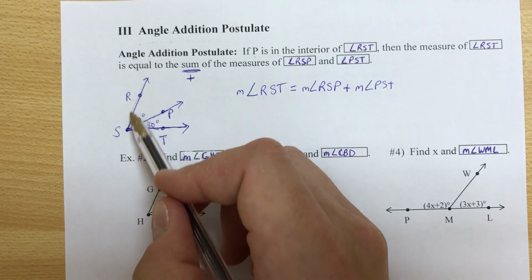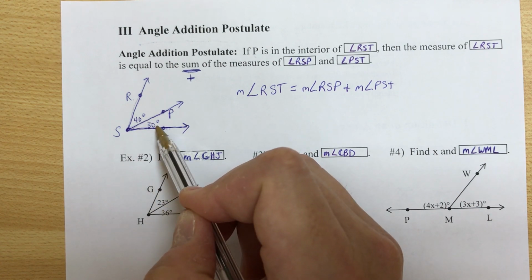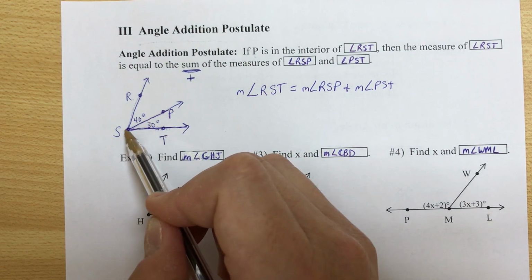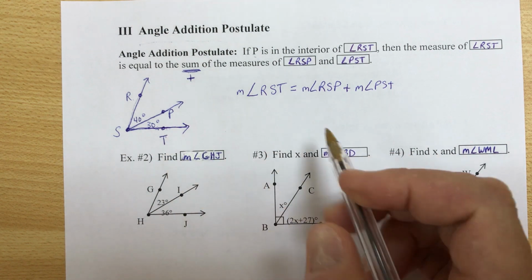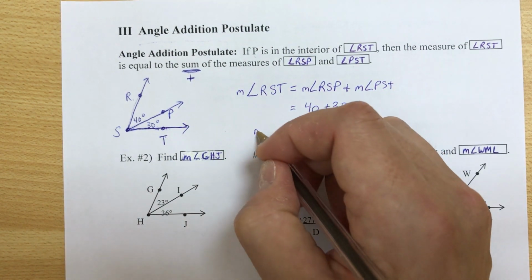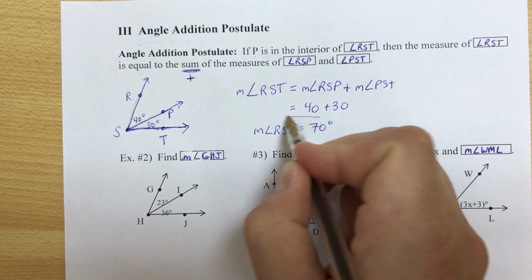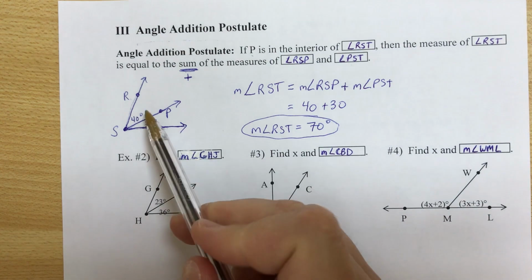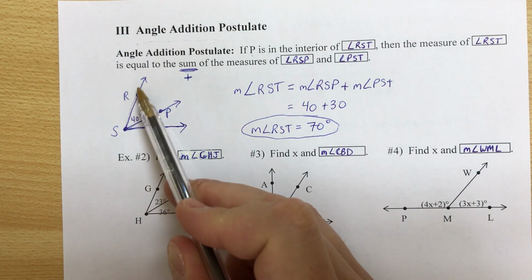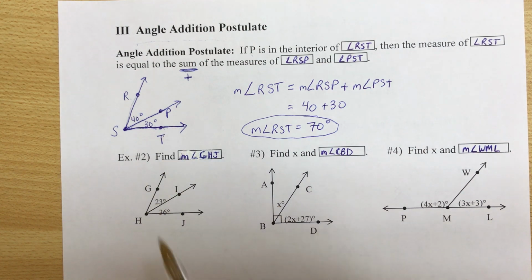You'll notice I keep tracing. That's so that when I write the angle, I write it correctly. PST is that whole thing. So that would be 40 plus 30. So the measure of angle RST is 70 degrees. So the idea is that if you add the two parts, you have to get the whole thing. That's the angle addition postulate. And that is the end of part 1.